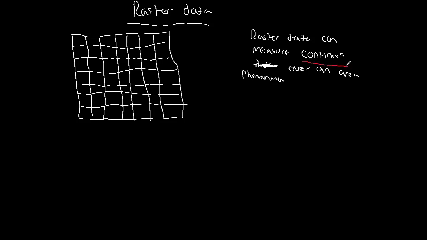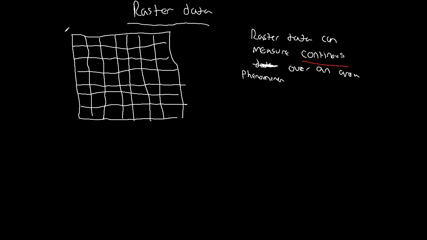When we talked about vector data way back in the beginning of the lecture series, we talked about this idea of discrete, right? Things that had clear specified boundaries. Those boundaries were represented by coordinates. Those coordinates were mapped, and they were connected to their attributes via an ID. Raster data doesn't work that way, right?